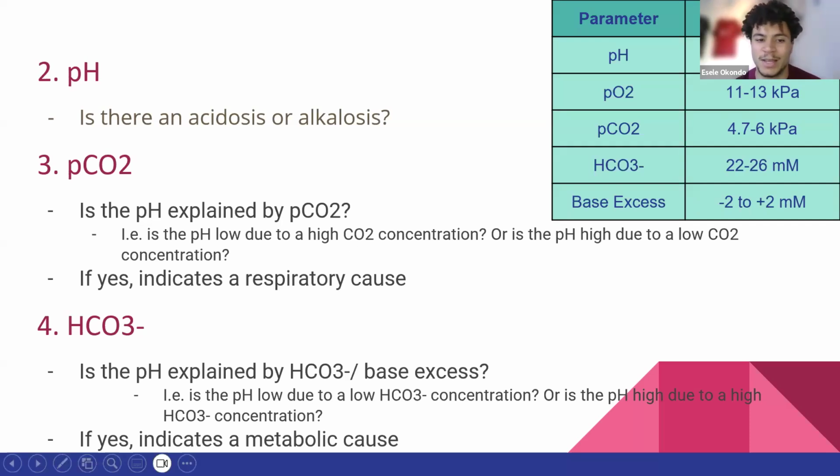Of course, there can always be respiratory compensation, which we'll go into later. And then the next thing you do is look at your bicarbonate. Does the pH change in the same direction as the bicarb? Is the pH low and the bicarb also low, or is the pH high and there's a high bicarbonate concentration? And that might suggest a metabolic cause.